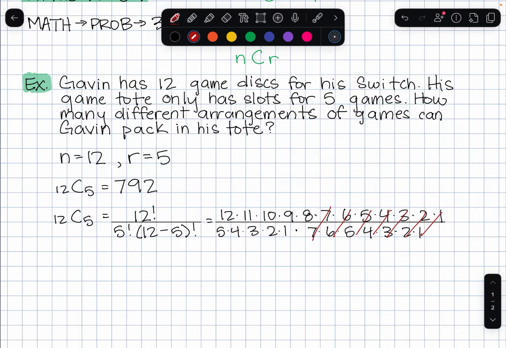I'm going to go ahead and grab a calculator and do that really quick. If you are doing this manually, it's really important: parentheses around the top, parentheses around the bottom. Calculators are not always smart. So 12 times 11 times 10 times 9 times 8. And then we're going to divide that by 5 times 4 times 3 times 2 times 1. And I get 792, which is a good sign because that's what we got using the function on our calculator.